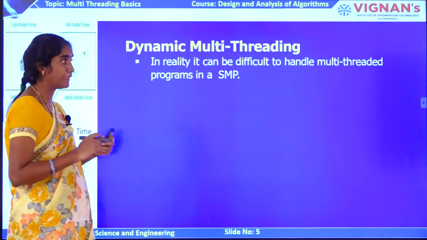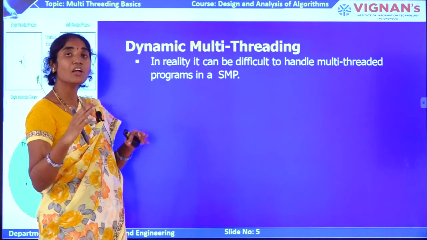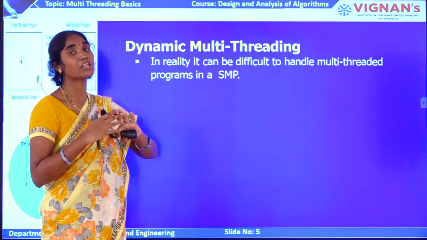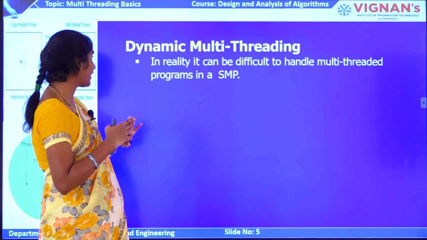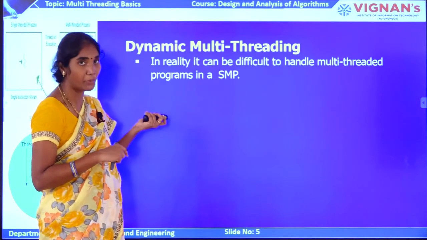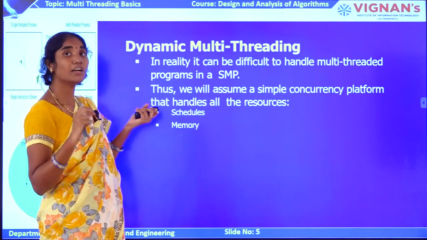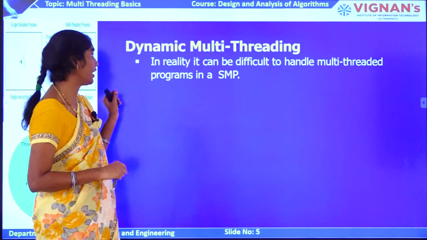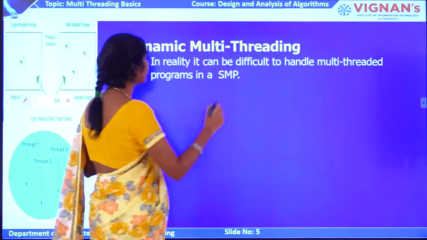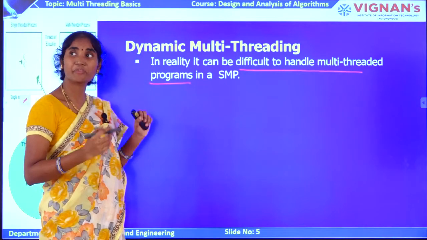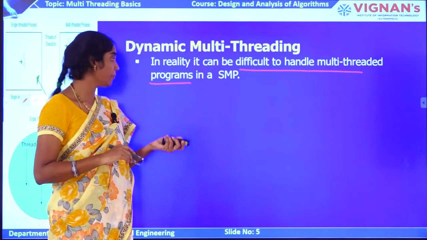Now dynamic multi-threading, as I said, in order to incorporate parallel computation, we are using multi-threading. Dynamic multi-threading in reality can be used to handle multi-threaded programs on a single microprocessor. Coming to dynamic multi-threading, in reality it can be difficult to handle multi-threaded programs. It is very difficult to handle multi-threaded programs.